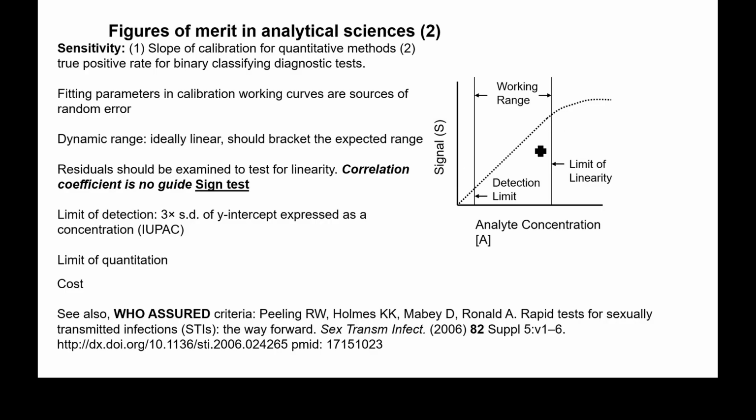We get this from the calibration working curve, so a plot of signal versus analyte concentration. At the low end of this, we've got the limit of detection, below which signals are indistinguishable from noise, and we have an upper limit of linearity, above which the sensor stops responding or responds with lower sensitivity. The slope of this calibration is called the sensitivity. The width of it is the working range, or the dynamic range.